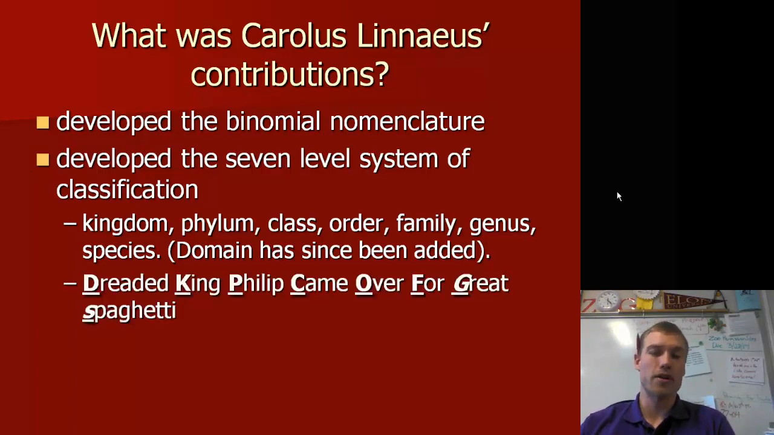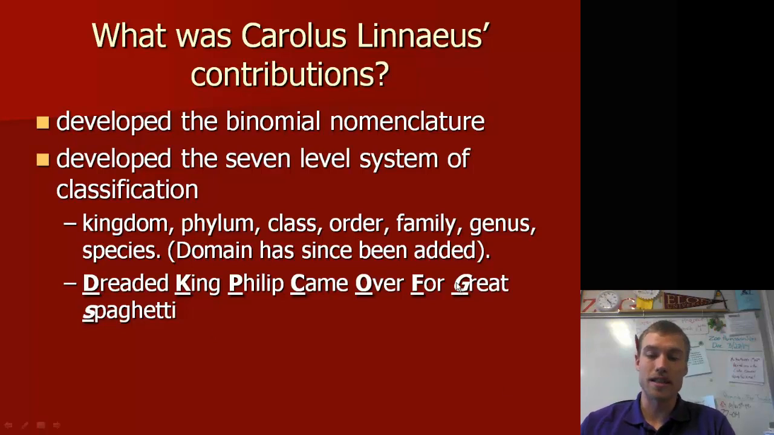A good acronym to remember it is Dreaded King Philip Came Over for Great Spaghetti. So domain, kingdom, phylum, class, order, family, genus, and species. You'll notice here that the genus is capitalized and the species is lowercase. That is the accepted format for how that works.